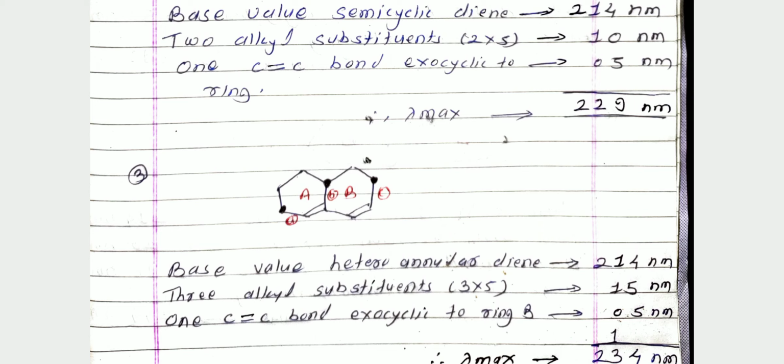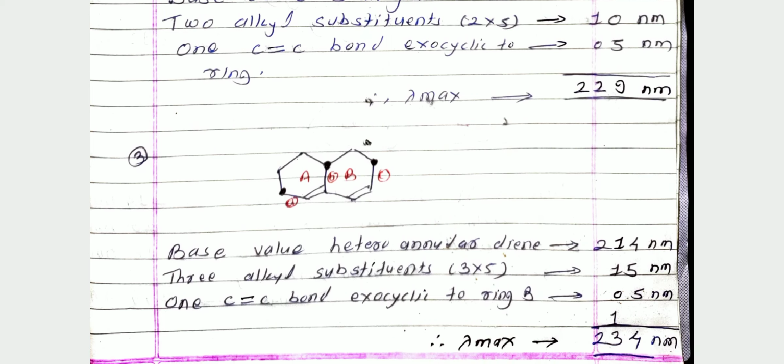This dotted carbon atom means an alkyl substituent carbon atom attached to the conjugated diene carbon atom. Therefore, I am drawing three darker dots, that is, 3 alkyl substituents are present in this structure. One alkyl substituent value is 5 nanometer. Therefore, multiply 3 into 5, value is 15 nanometer.